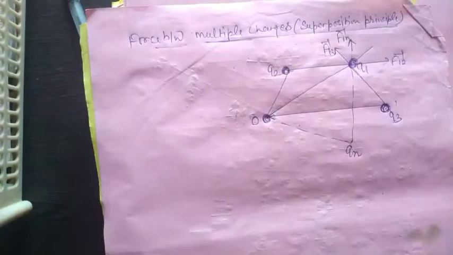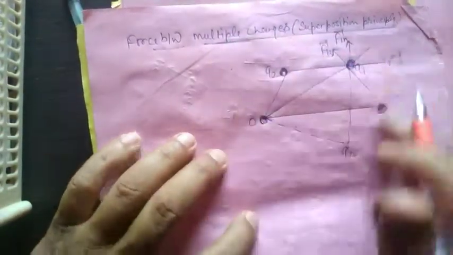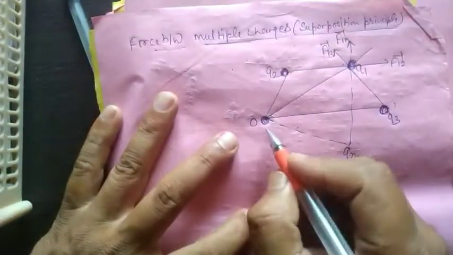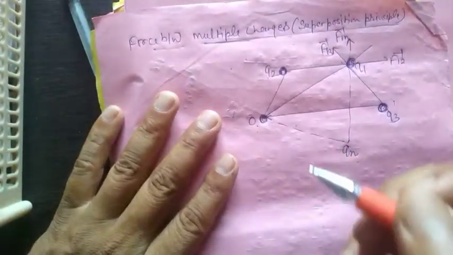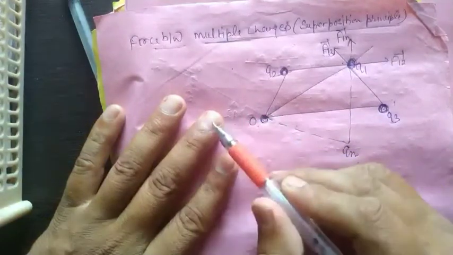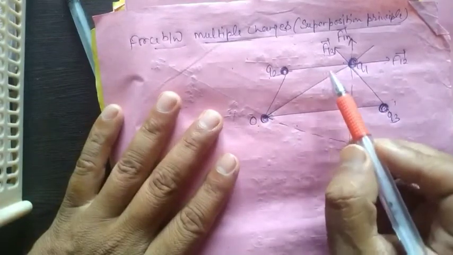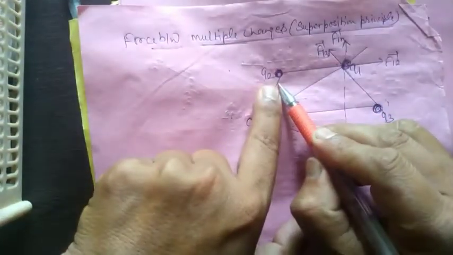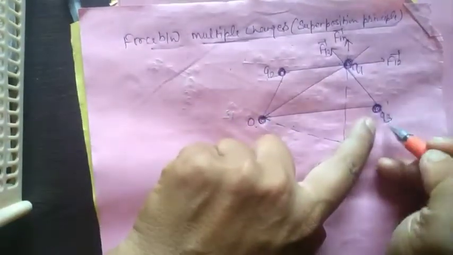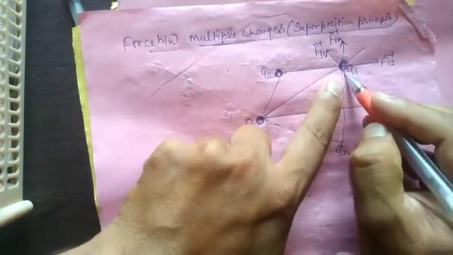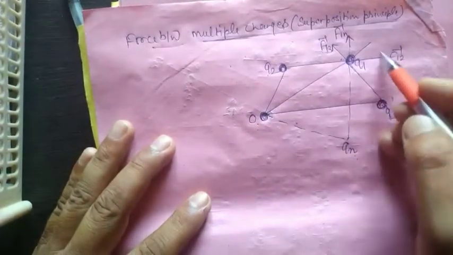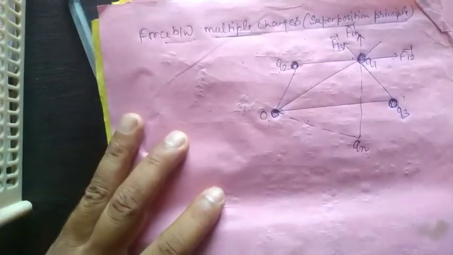Suppose we have this condition. We have multiple charges, say q1, q2, q3 and so on to n terms, and the center point is O. As we just studied in the previous topic, force on q1 due to q2 is F12, force on q1 due to q3 is F13, and force on q1 due to qn is F1n. Then the resultant force is the algebraic sum of the different forces between these charges in a system. This is known as the superposition principle.